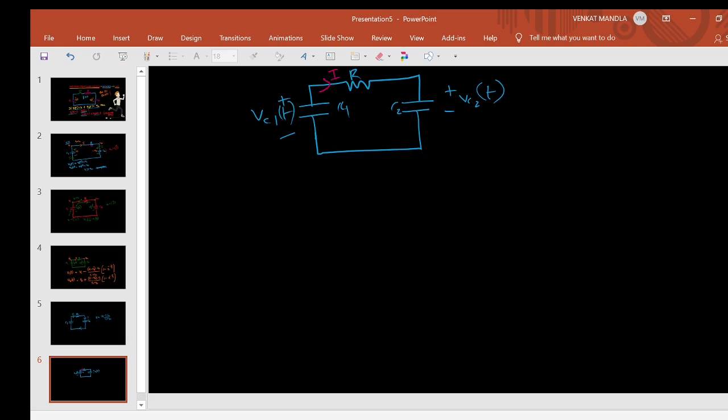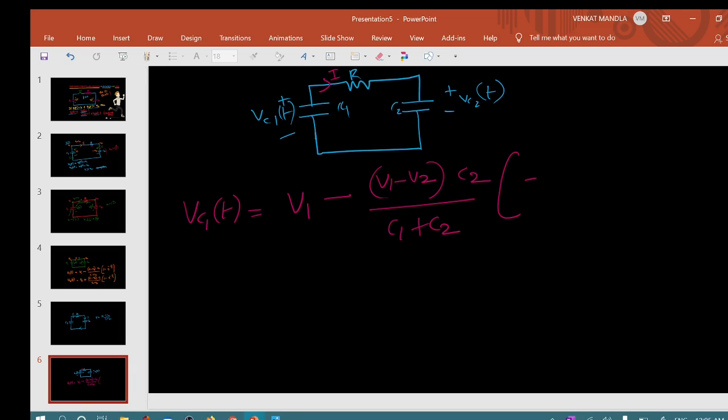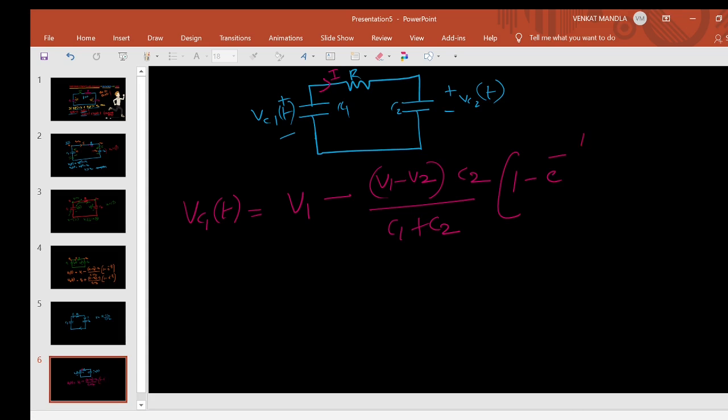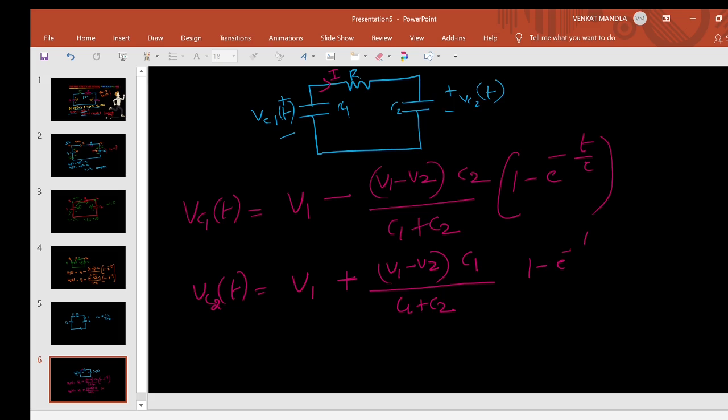Now, Vc1(t) is V1 minus, because it is delivering power, its voltage decreases, V1 minus, and the net voltage is V1 minus V2. We are calculating at C1, that is why opposite capacitance by total capacitance, 1 minus e power minus t by tau. And Vc2(t), here the capacitor C2 is absorbing power, net voltage V1 minus V2 into C1 by C1 plus C2, 1 minus e power minus t by tau.